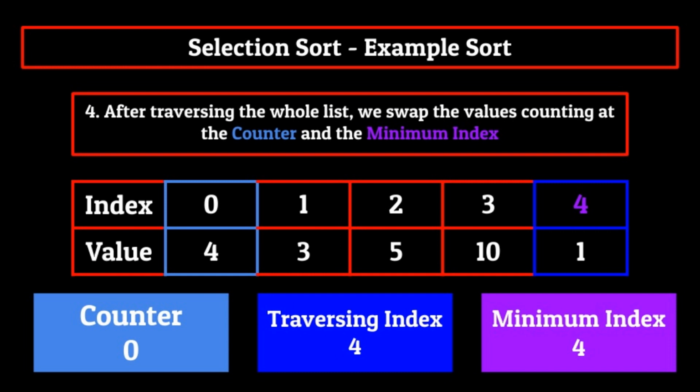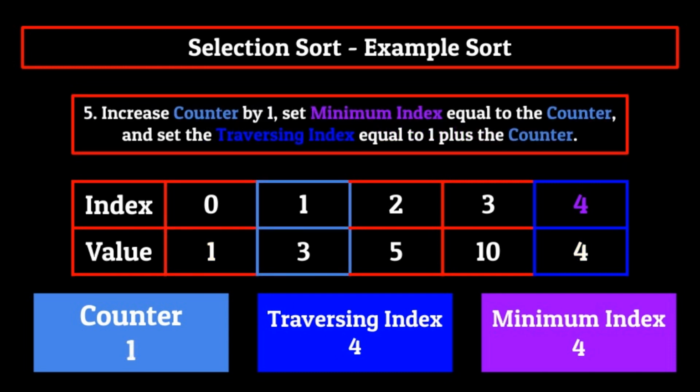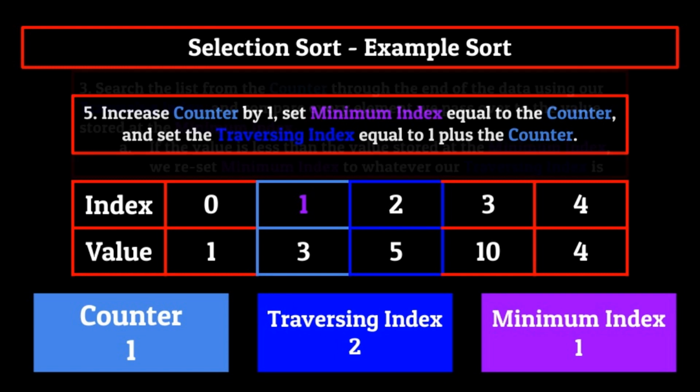Next, we swap the values contained within the counter index and the minimum index. This entails exchanging 1 and 4. We then increase the counter by 1, set the minimum index to whatever the counter is, and set the traversing index to again be 1 plus the counter, in this case 3.